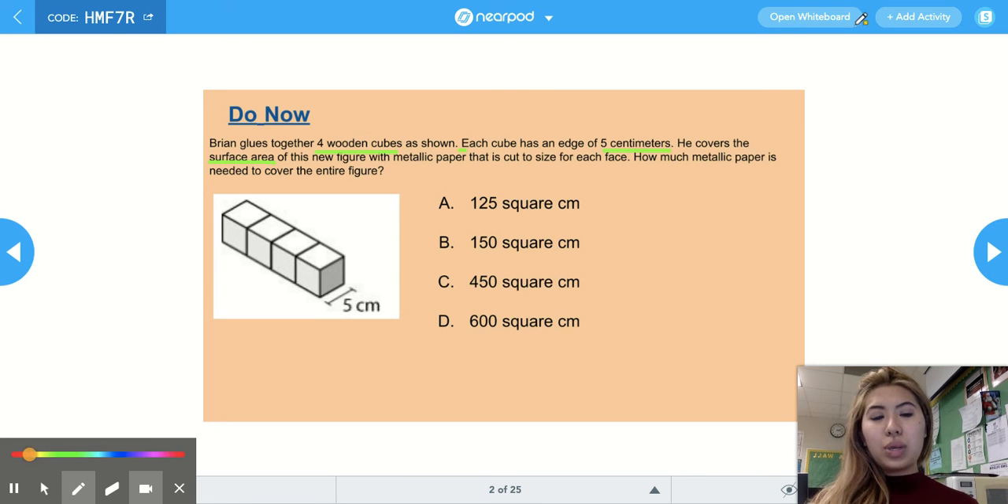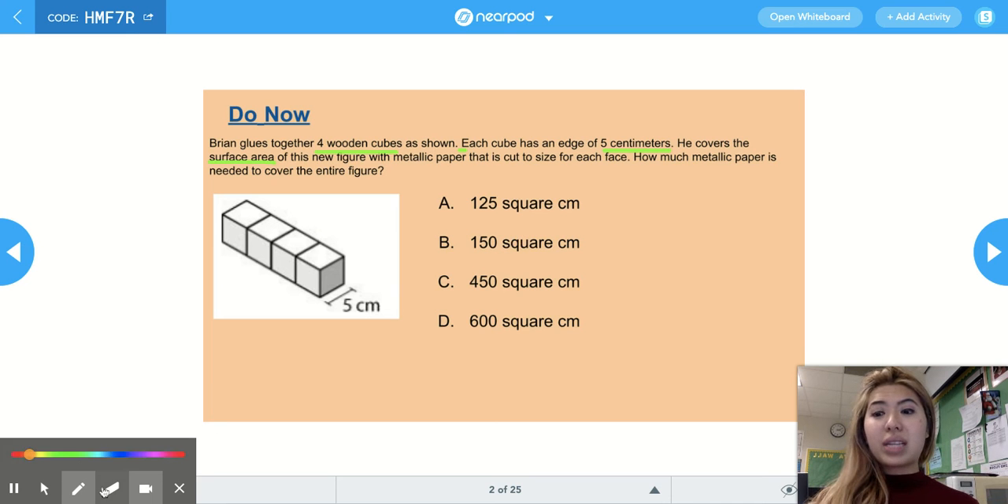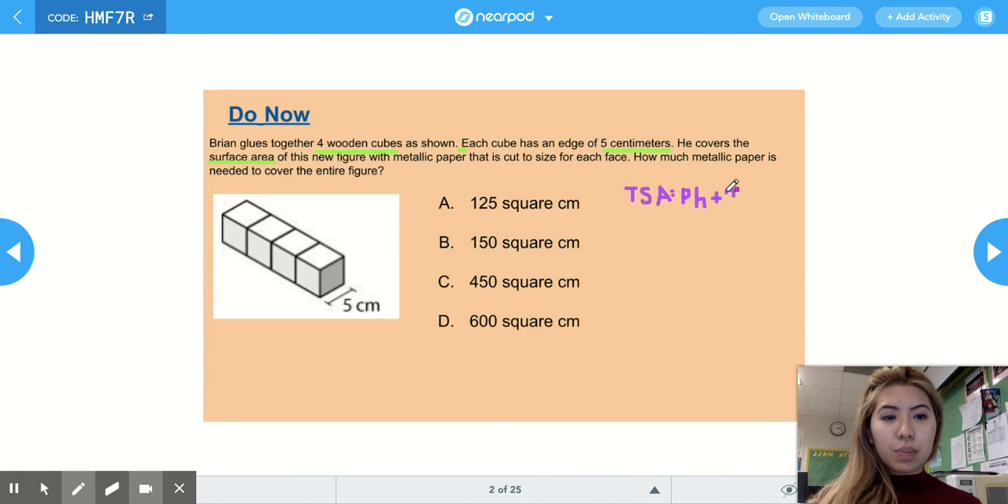So it tells us that we are finding the surface area since we are wrapping up this shape. And so first I have to figure out whether I'm finding the lateral surface area or the total surface area. Since I am covering the shape entirely, completely, I will be finding the total surface area. So the total surface area formula is P, which stands for the perimeter of the base, times the height, plus 2 times our base area.